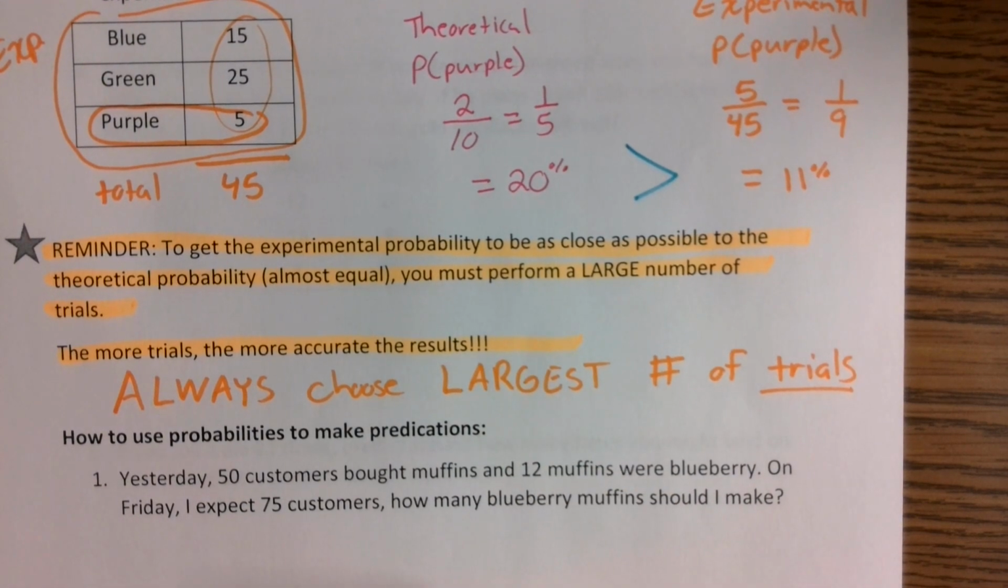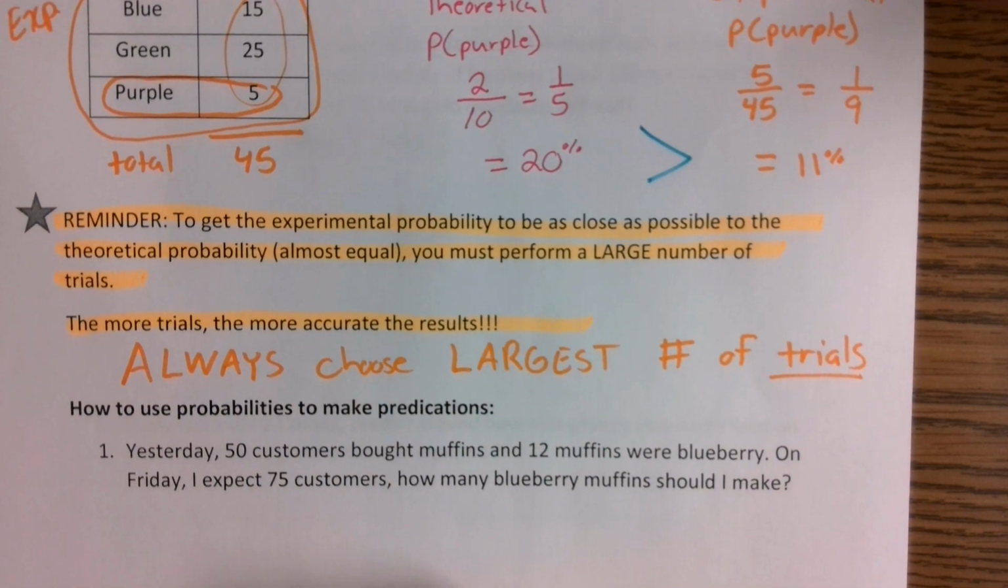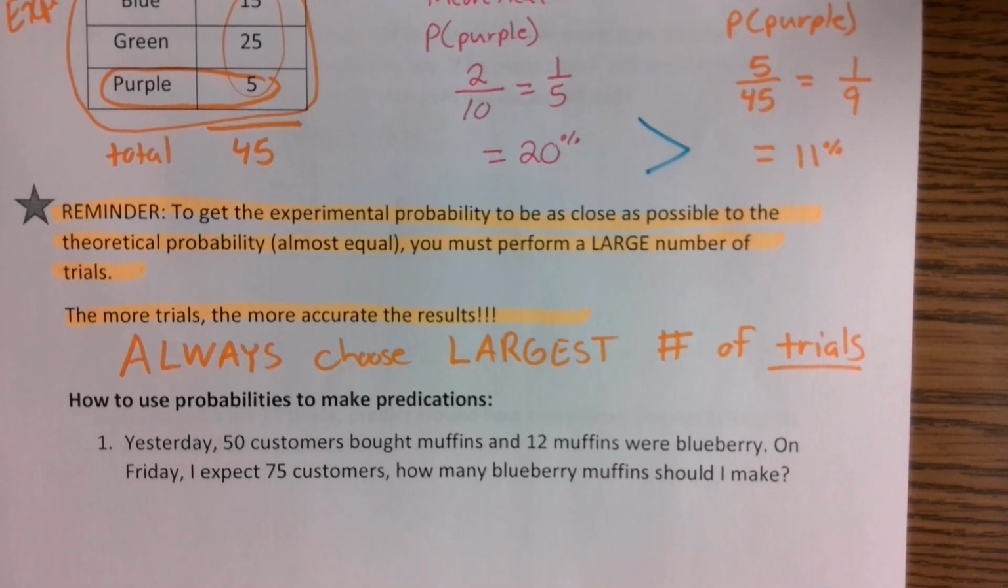Like we said before, when you're looking to do something to yourself, like a vaccine, you don't want to do it until a large amount of trials have been performed. Okay? So how to use probabilities to make predictions.